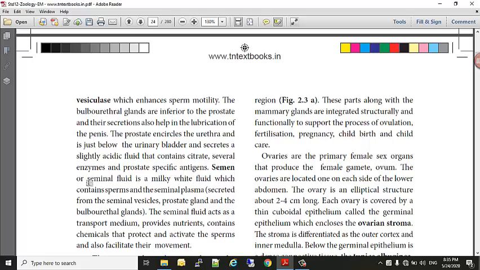Semen or seminal fluid is a milky white fluid which contains sperms and seminal plasma from the seminal vesicle, prostate gland and the bulbourethral gland. So this is the definition for it. Meaning, okay? The seminal fluid acts as a transport medium.